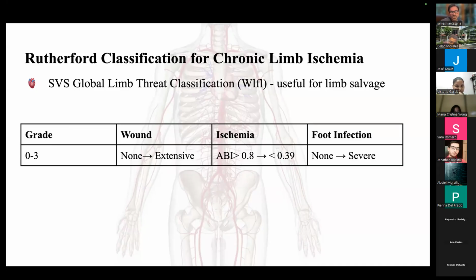And the ischemia usually is with a significant ABI that's less than 0.39, or greater than 0.8 in patients with severe diabetes and non-compressible vessels. So ABIs are not always pathognomonic of or indicative of peripheral artery disease, but they guide us. And if you have patients with severe diabetes and medial calcinosis, you can't compress those vessels, so they're inaccurate.